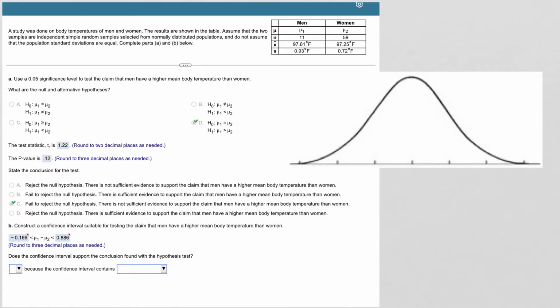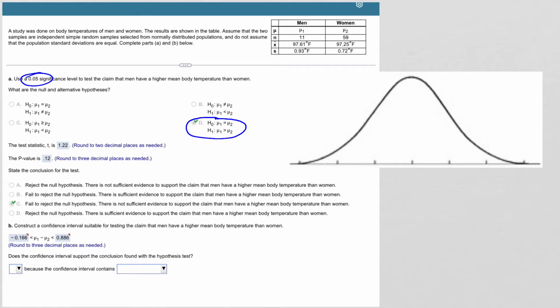In this problem, we're going to construct a confidence interval suitable for testing a claim. We already have the hypothesis test completed. We have the null and alternative hypotheses here, which tell us that this is a right tail test because the alternative hypothesis was that mu1 is greater than mu2. And the significance level was 0.05.